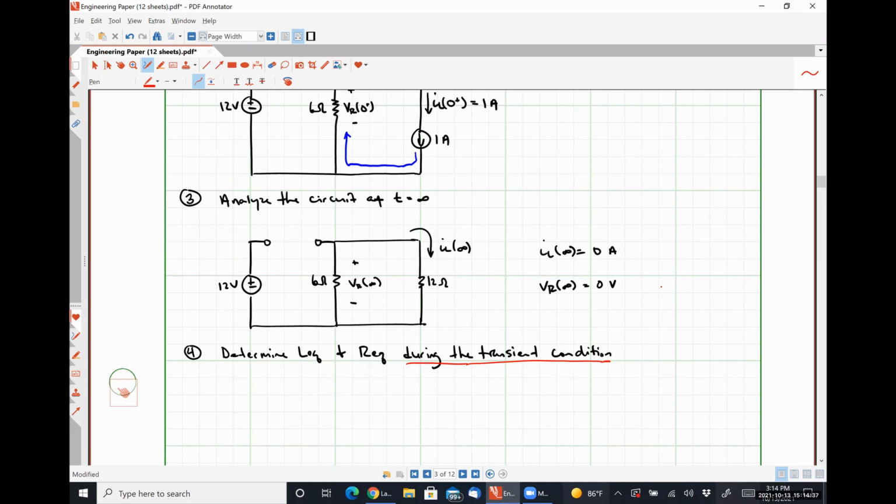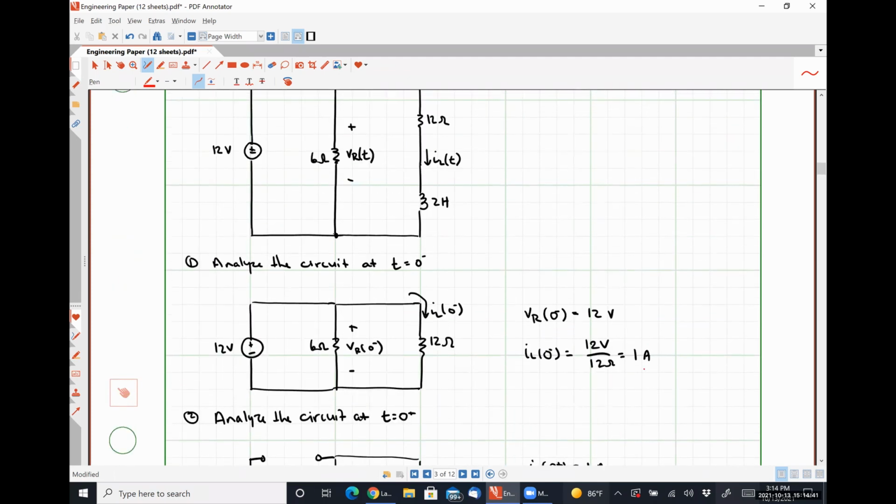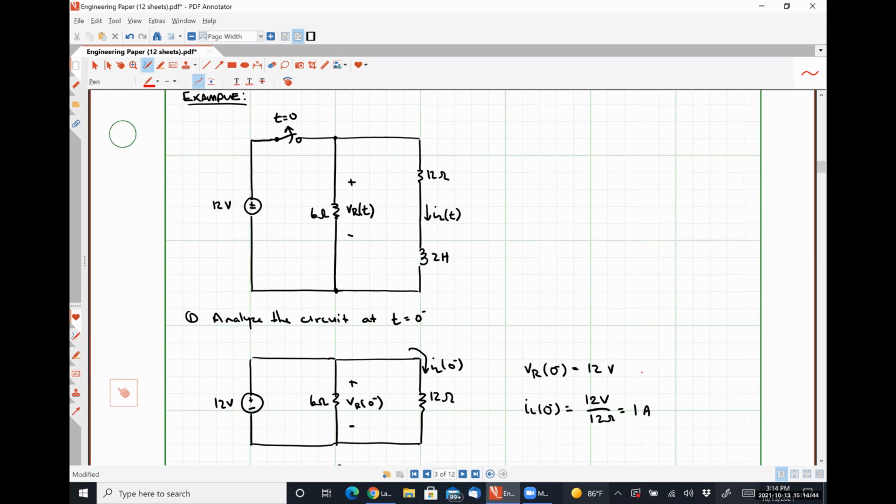Anybody have any thoughts on what our equivalent inductance might be for this circuit? Let me scroll up here. 2 Henrys. I feel like that's a pretty reasonable guess considering it's the only inductor in the circuit. So I feel very strongly that we can start there with some degree of authority. LEQ during the transient condition is going to be 2 Henrys because it's the only inductor in this circuit during the transient condition. Are we okay with that?